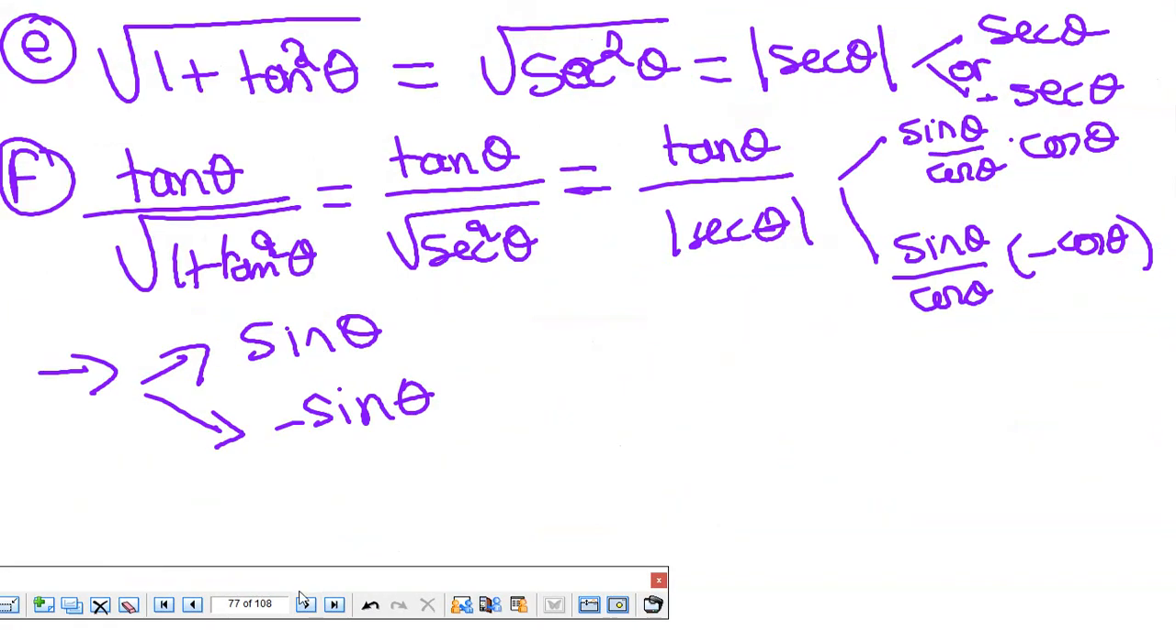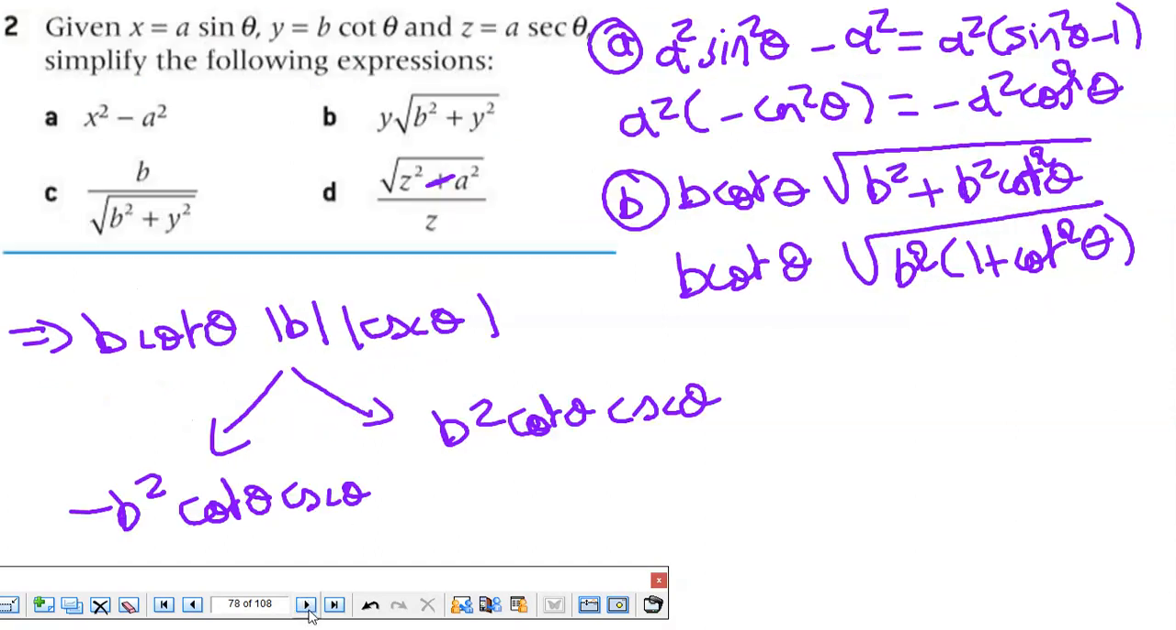We move to E. What is radical 1 plus tangent squared? 1 plus tangent squared is secant squared, absolute value, and it also gives me secant or minus secant. Again, here the same. This one will give me absolute value. So it's either sine over cosine over secant, meaning times cosine, or minus cosine. So the answer is either sine theta or minus sine theta. How did I get this one? Tangent is sine over cosine, times what is 1 over secant, cosine. Okay, guys, don't be lost.